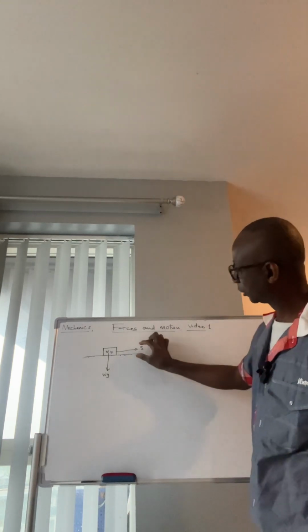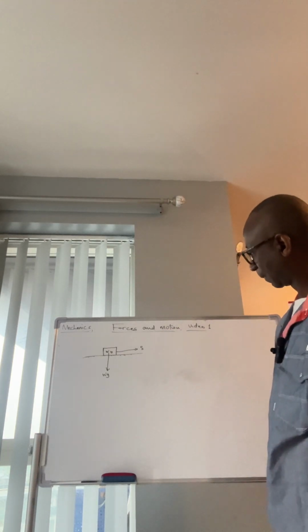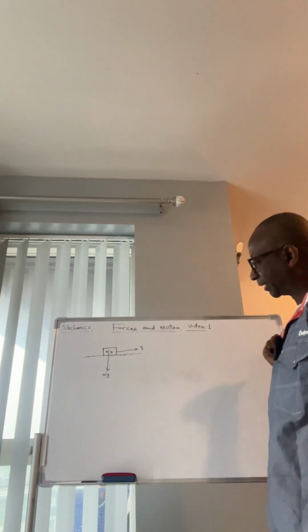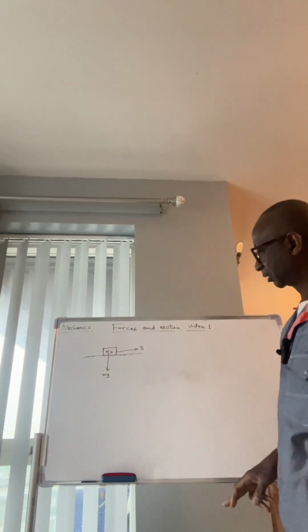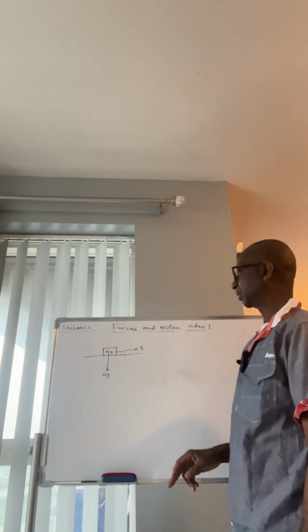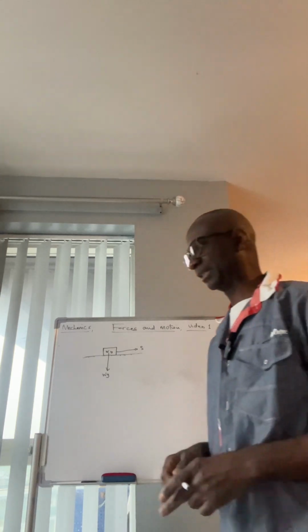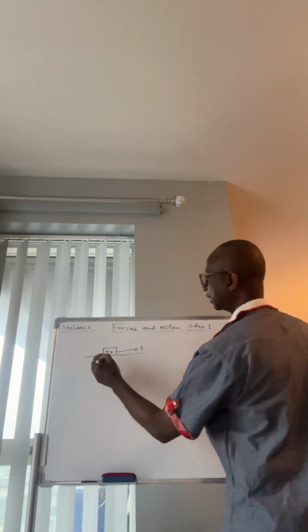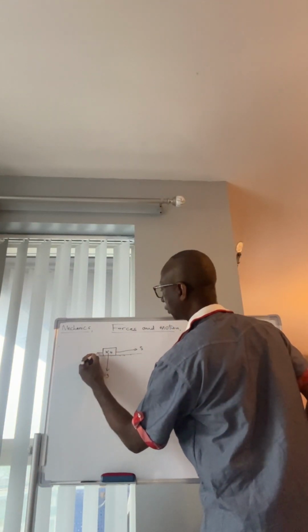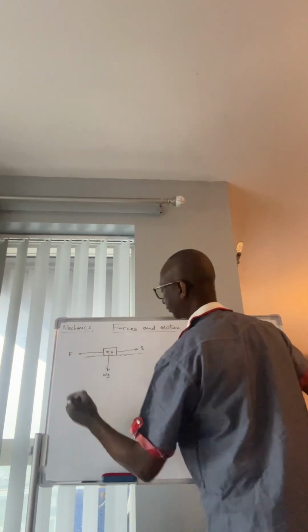So because you are trying to pull this block towards the right hand side, and this surface upon which the block is sitting is rough, it has some kind of resistance called friction, a frictional force. So you are going against that frictional force. We call it F.